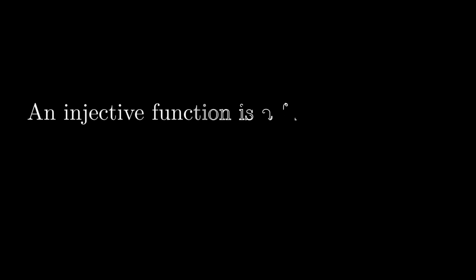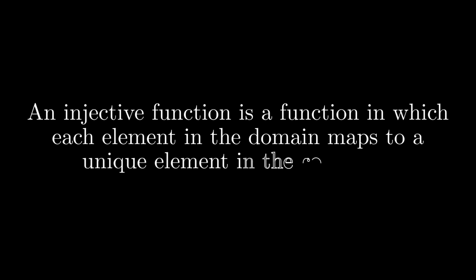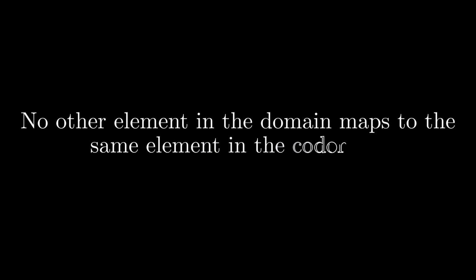Next, we need to learn about 2 types of functions: injective functions and surjective functions. These terms might sound scary, but they're not, I promise. An injective function is just a function where each element in the domain maps to a unique element in the codomain. What I mean by unique here is that no other element in the domain maps to that same element. As an example to clear up any confusion, let's look at an example of an injective function.